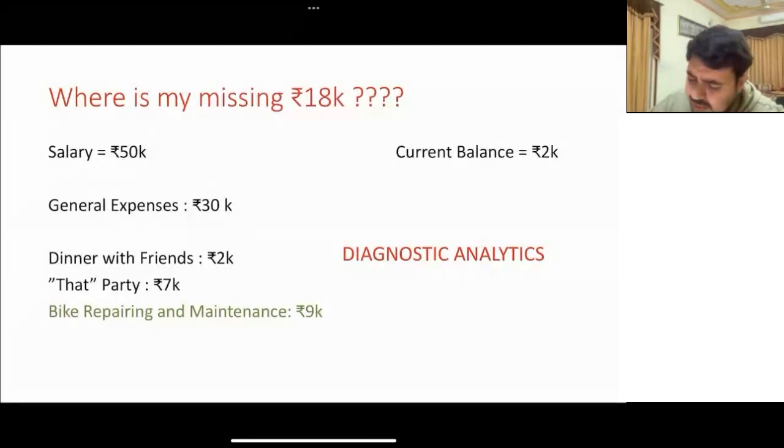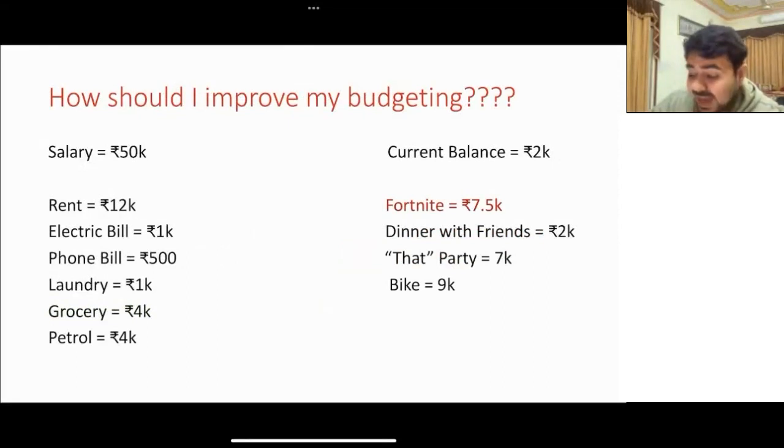Now, if you look at my expenses again, I spend a good amount on Fortnite. Believe me, I'm a great fan of the game. I used to play a lot, and recently I have started spending. It would have been good if I were earning a lot, but I think I'm not earning that much to spend 7.5K on Fortnite. So I should reduce this, and should put in some savings also. Fathers always say, start saving early.